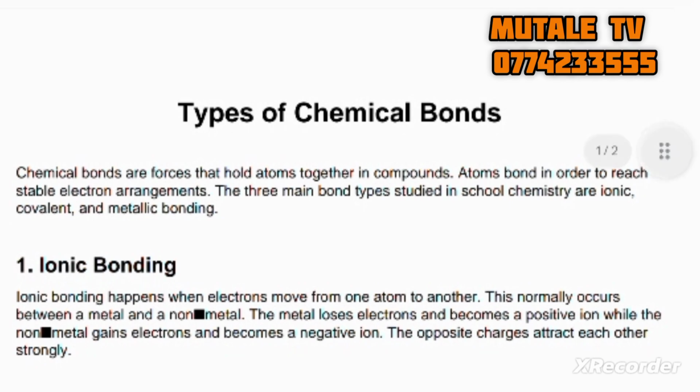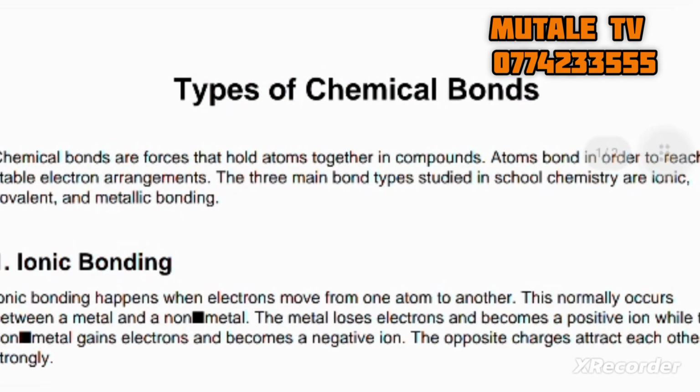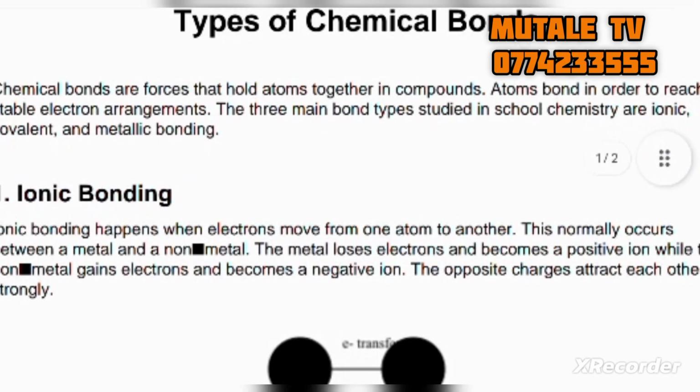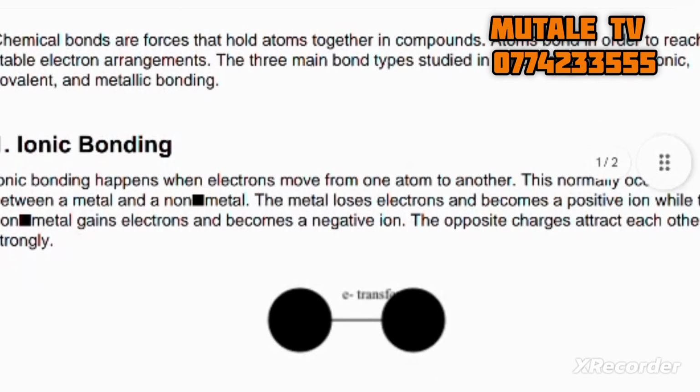Today in chemistry O level, we'll be looking at types of chemical bonds. A chemical bond is the forces that hold atoms together in compounds. Atoms bond in order to reach stable electron arrangements. The three main bond types studied in school chemistry are ionic, covalent, and metallic bonding.